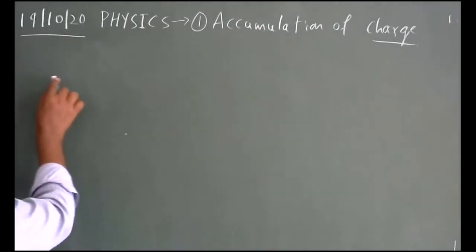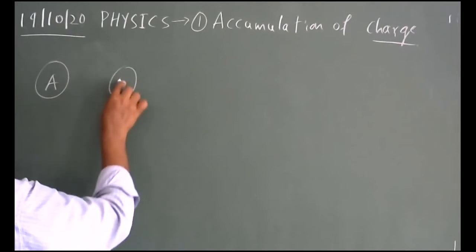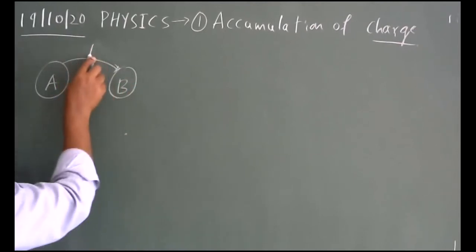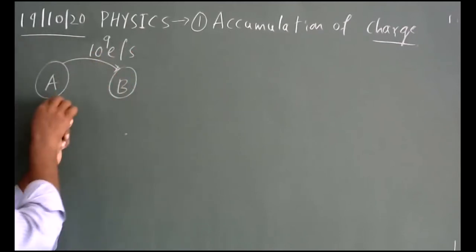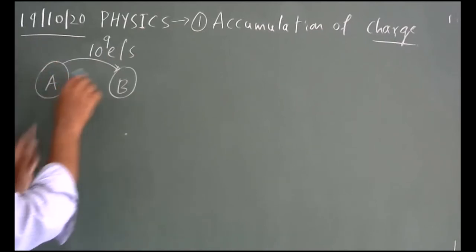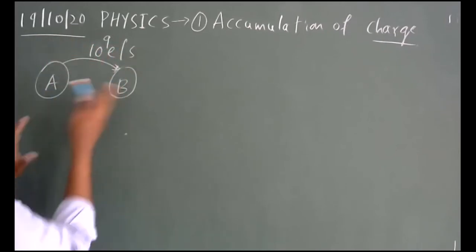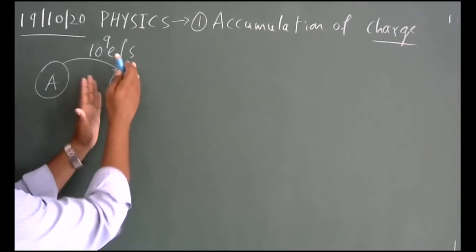Think the body A is here. This is body A. You have another body B. Yes, 10 raised to 9 electrons move from body A to body B. I repeat, 10 raised to 9 electrons move from body A to body B in 1 second. So if that is the case, how much time is needed for 1 coulomb to get accumulated?